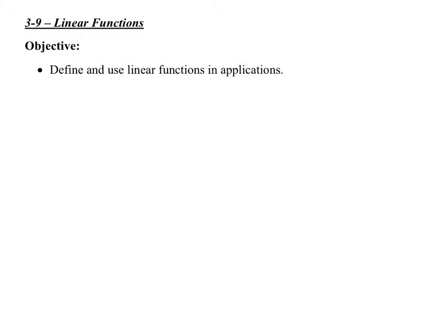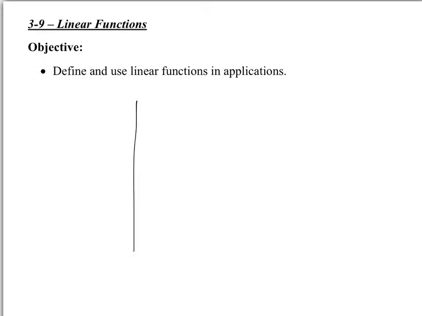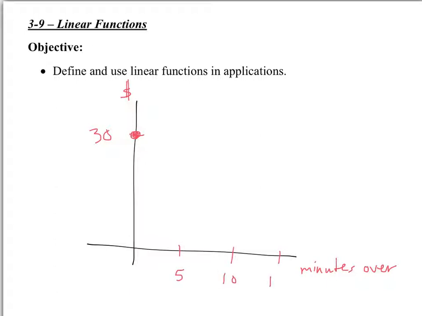So if I were to graph the scenario I was just talking about, it was $30 a month to start, and this is the amount of minutes over. If you had 0 minutes over, it's just $30. That's all it costs. But if you go over, I'll go by fives here. Let's say it's 20 cents per minute to make it easy. This would make this 31 up here.